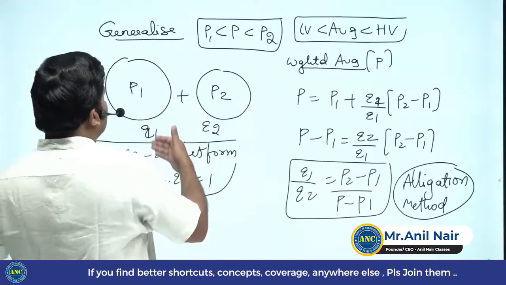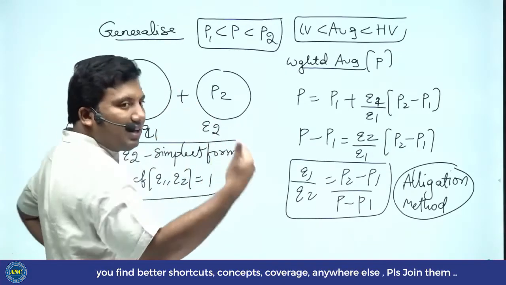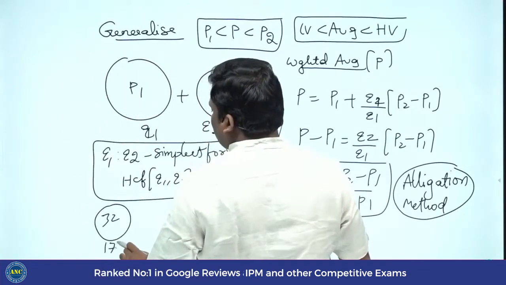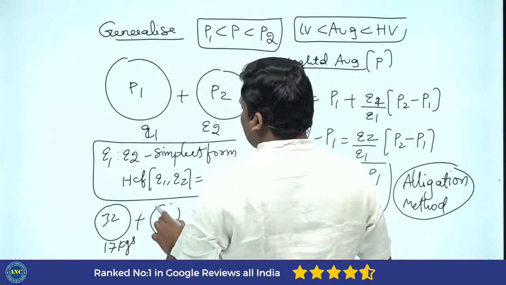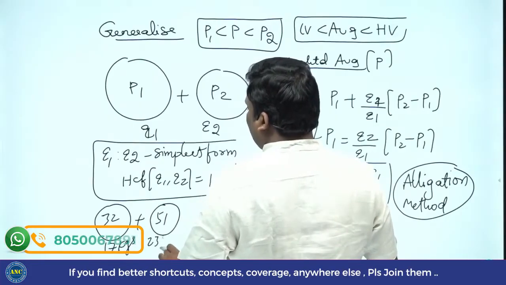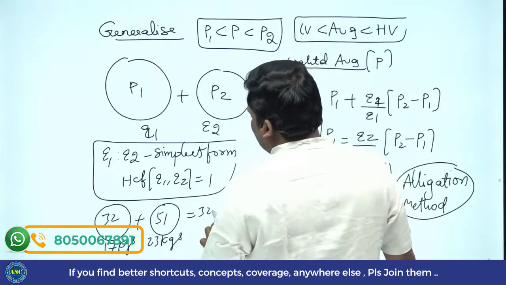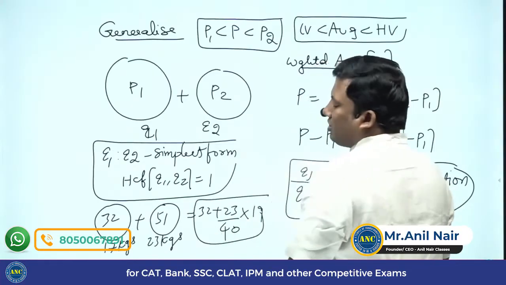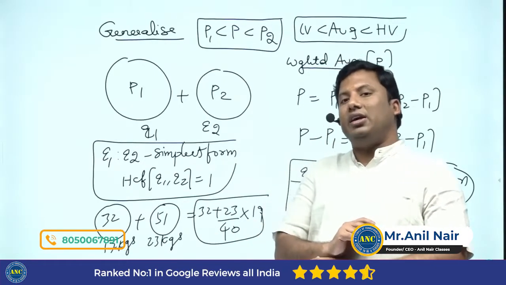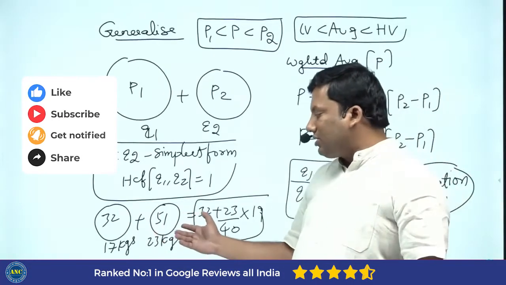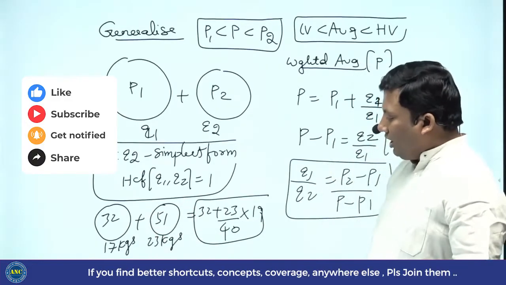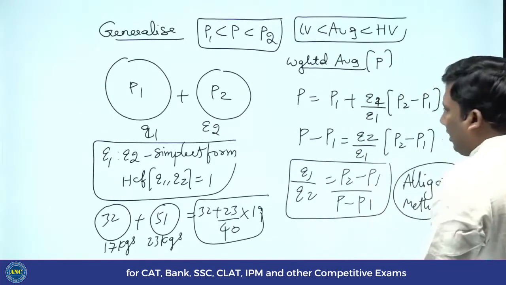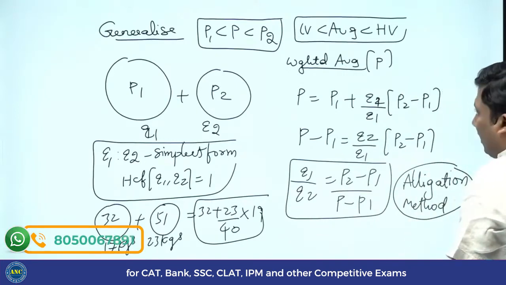We have taken a case where Q1 and Q2 can be further simplified. 30 to 17 kgs. Let me take Suha's doubt. 5123 kgs. The answer is 32 plus 23 by 40 into 19. Finish. 17 and 23 are already in their simplest form, so 32 plus 23 by 40 into 19. I hope the idea is clear.